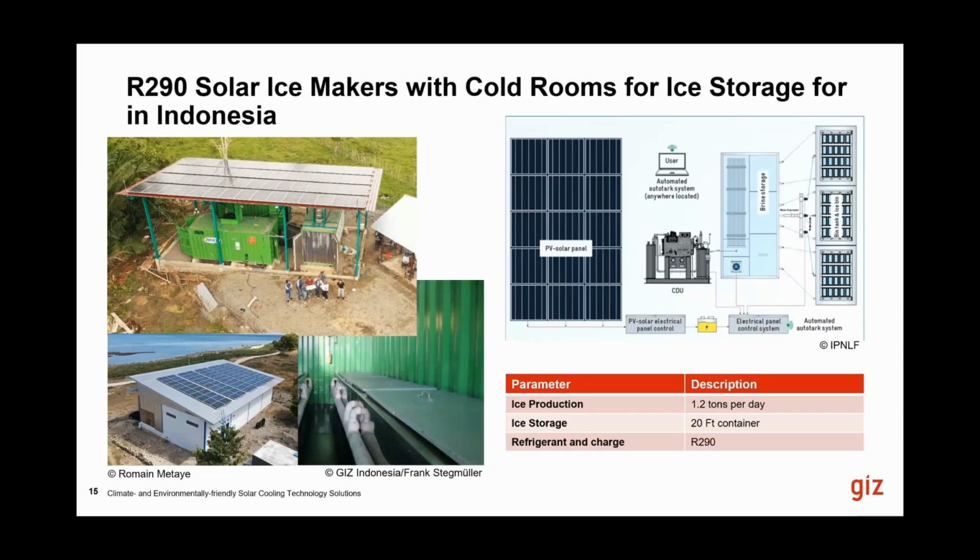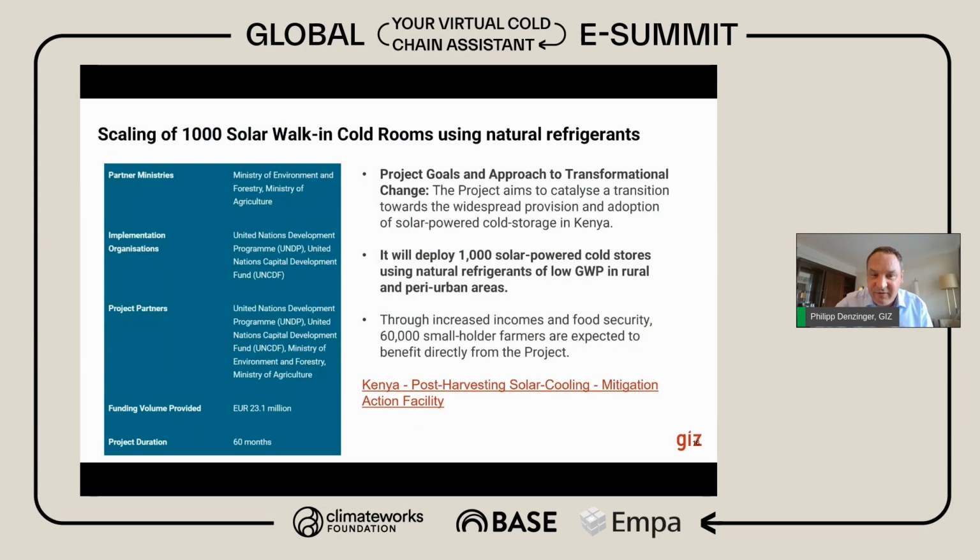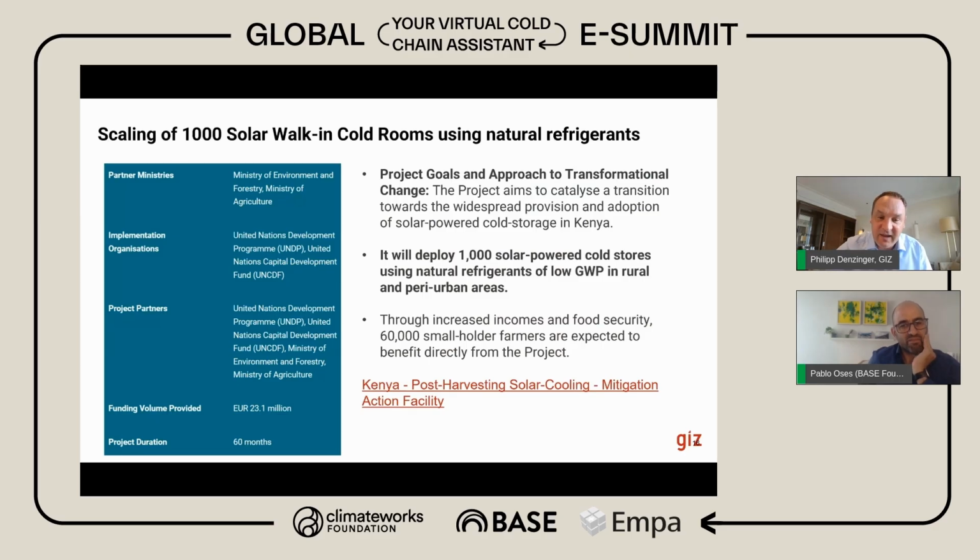I was asked to talk about scaling. You see, the first cold room we did with Cold Hubs in Nigeria, I think we have around 100. So this concept has been copied by UNDP basically, and scaled via the Mitigation Action Facility. And that's an excellent example. 23 million for 1,000 solar-powered cold rooms using natural refrigerants. I made sure that they use only natural refrigerants to reduce the harm. And it's an excellent example to other donors to scale.